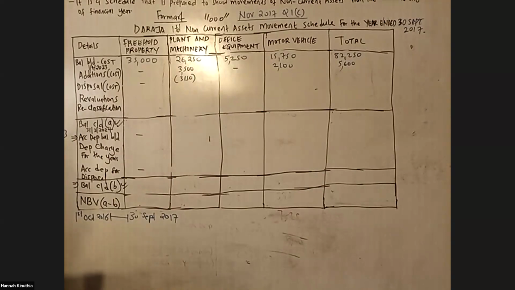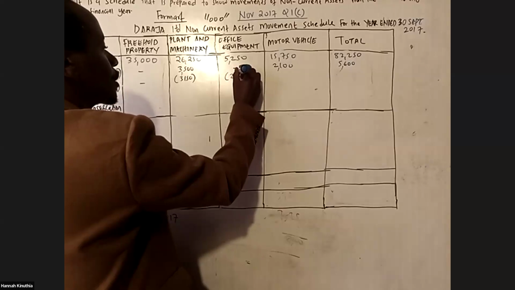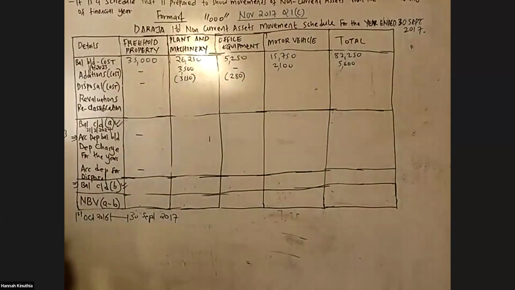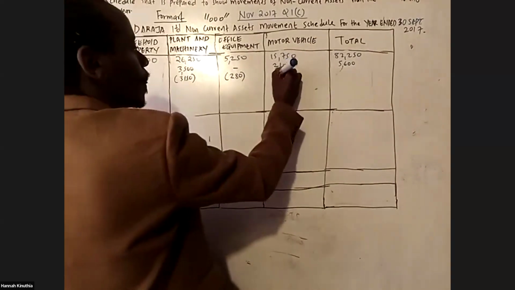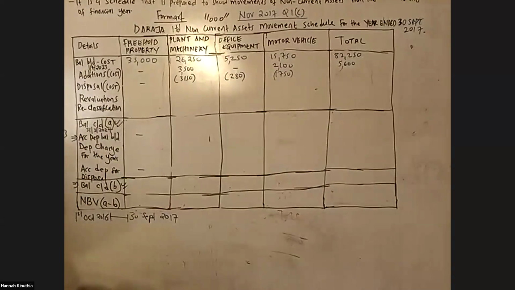We have office equipment 280. Then we have a motor vehicle at cost. It was disposed at which cost? 1,750. Total, when you add them together, I think you shall get 5,180.